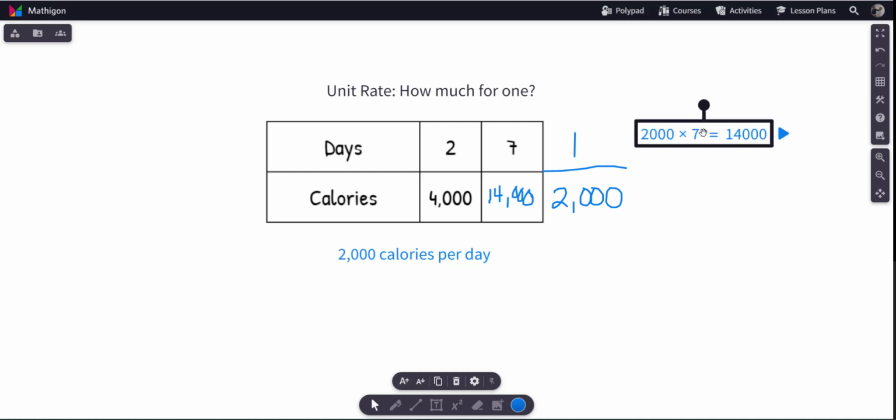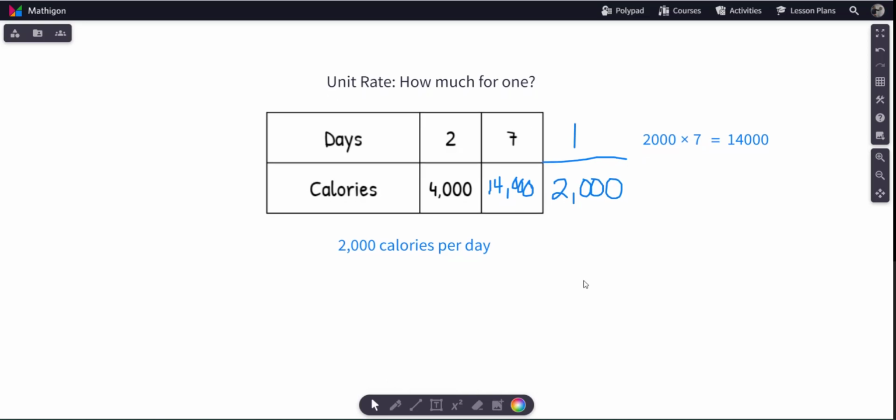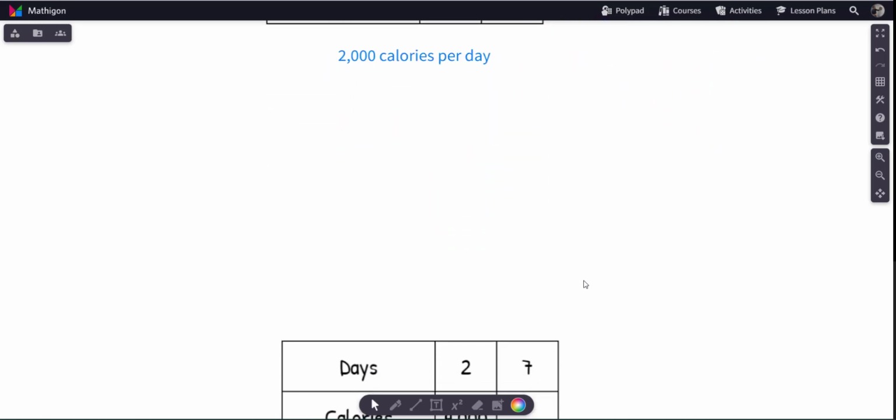So that's one way to do it. That's the unit rate way to do it. Find the number for 1 and then multiply to get the number for 7 in this case. There was another way to do it. I believe it was Shahida who showed us another way to do it. So let me show you that method as well.